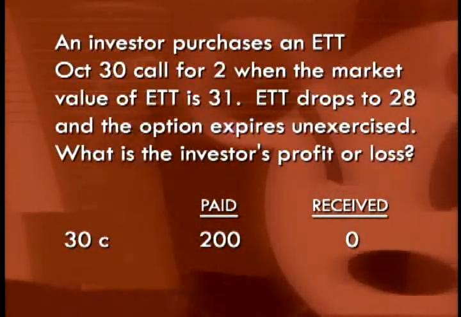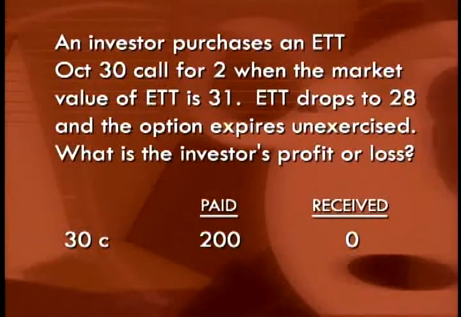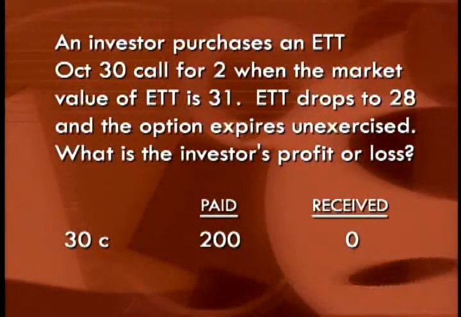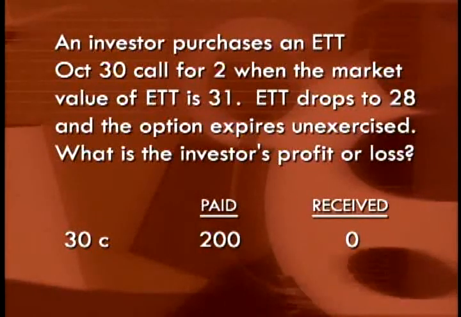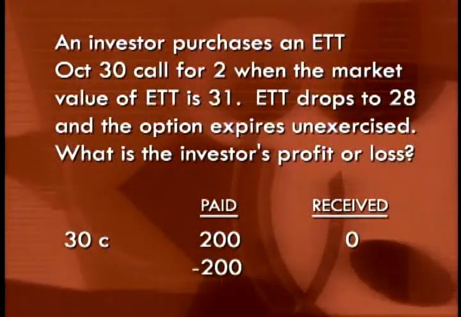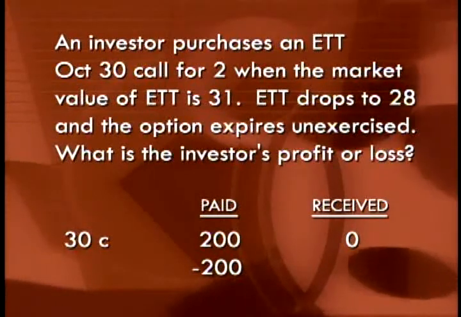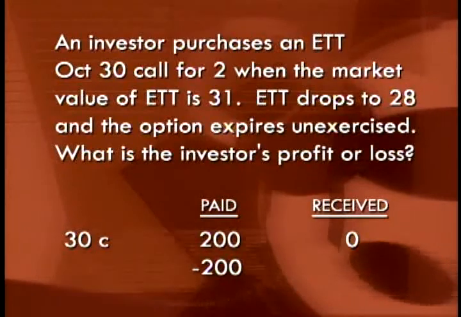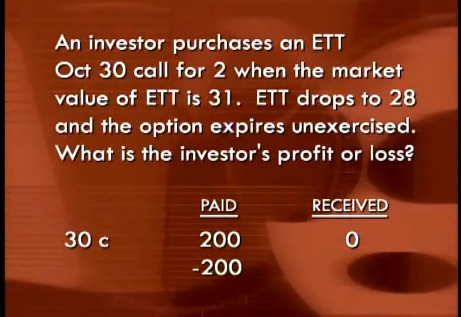Now remember that the option expires in our problem, so it's worthless at that point. So the corresponding entry that we'd make would be zero in the received column, since the option brought no return to the investor. So the overall result is the investor has a loss of $200. In this case, the amount paid was greater than the amount received, and we did have a loss.